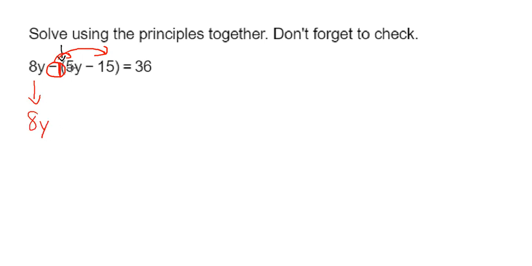We have 8y. Negative 1 times 5y will make this negative 5y. And then negative 1 times negative 15 makes this positive 15. And again, the 36 is unaffected by that operation, so we just copy that down. So we distribute the negative sign into the parentheses, and that allows us to get rid of the parentheses.